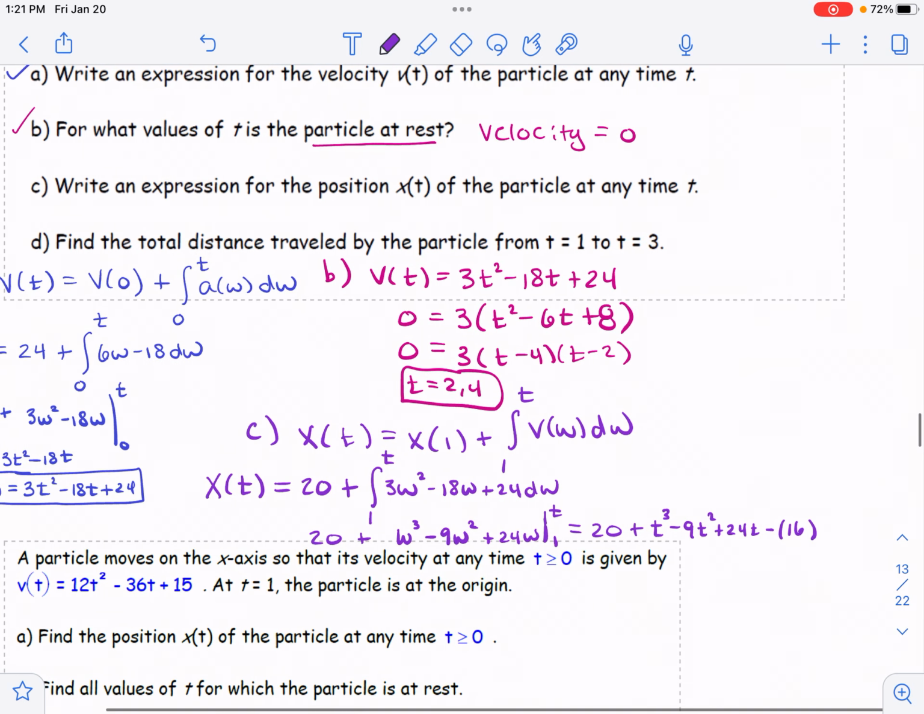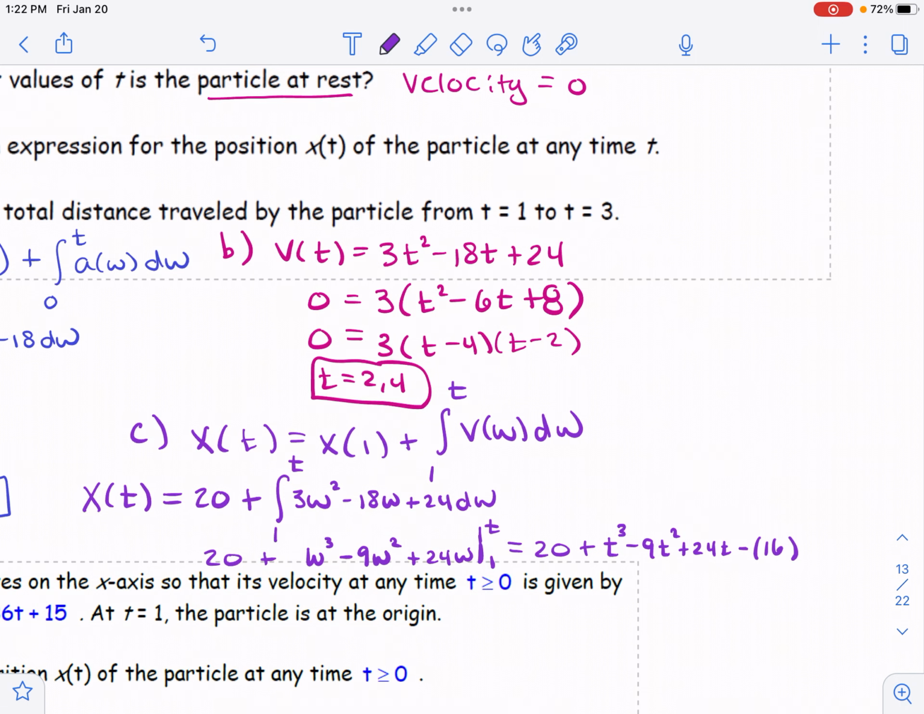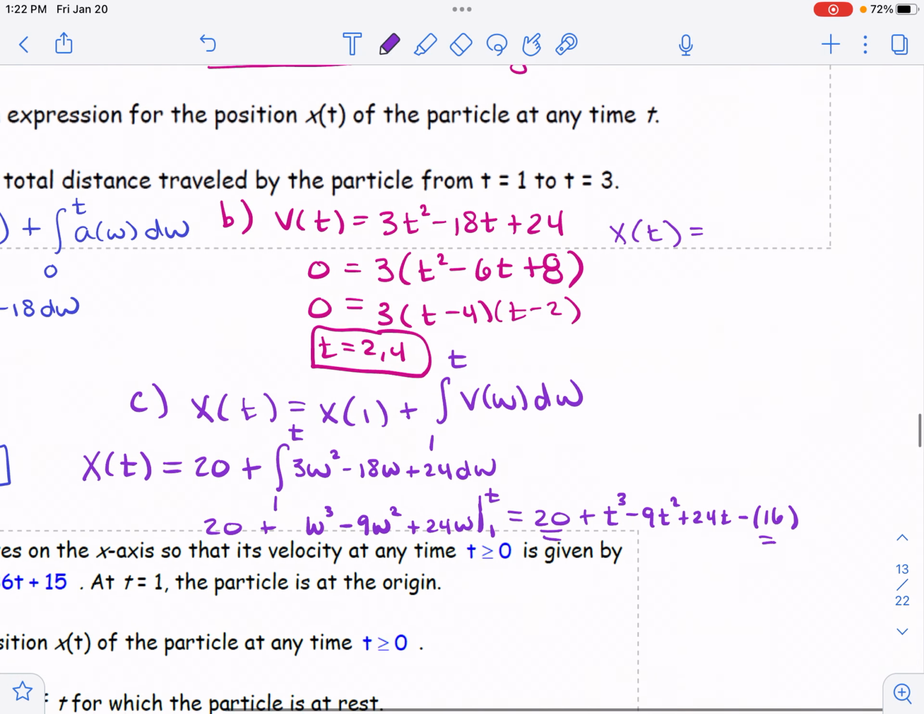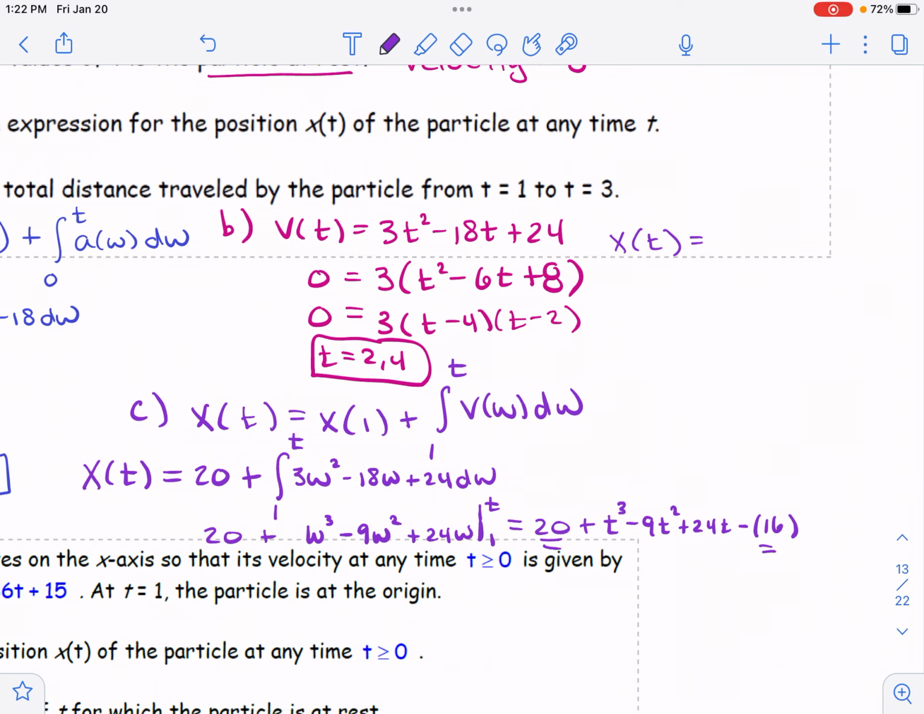Okay, so let's move it up here. My position function in the end would be, we can combine these here. The 20 minus the 16 gives you a 4. So I get t cubed minus 9t squared plus 24t plus 4. That is my position at any time.